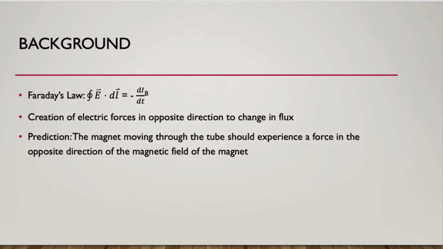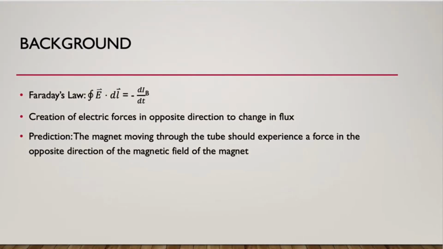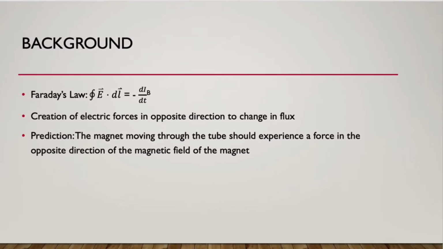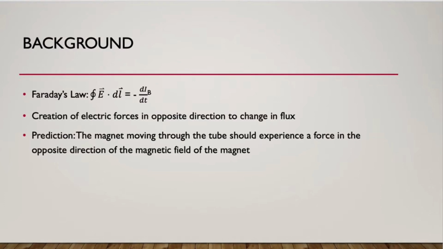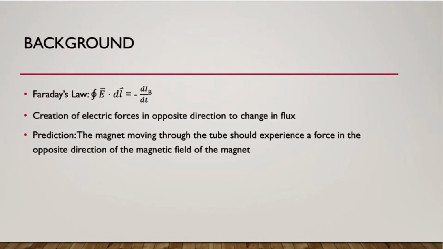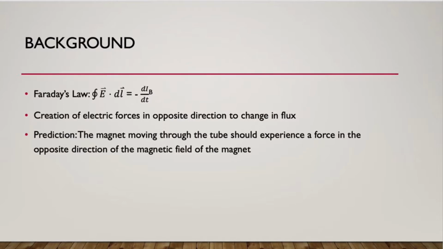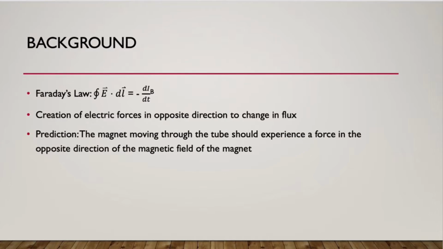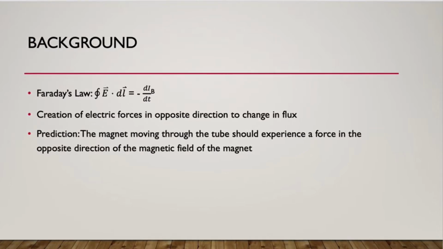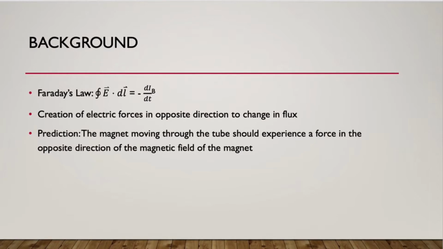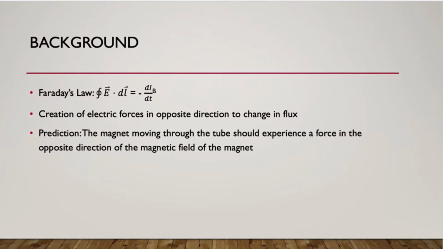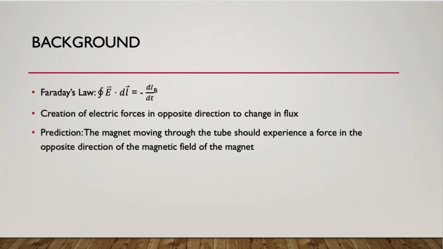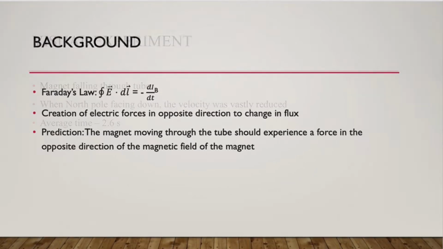Faraday's law is the idea that the integral over a closed boundary of the electric field will be equal to the negative of the change in flux over time of that field. This creates an electrical force in the opposite direction to the change of flux as a result of the electric field created in the opposite direction. The prediction is that the magnet falling through the tube should experience a force in the opposite direction, which should slow down its fall compared to just gravity acting on the magnet.